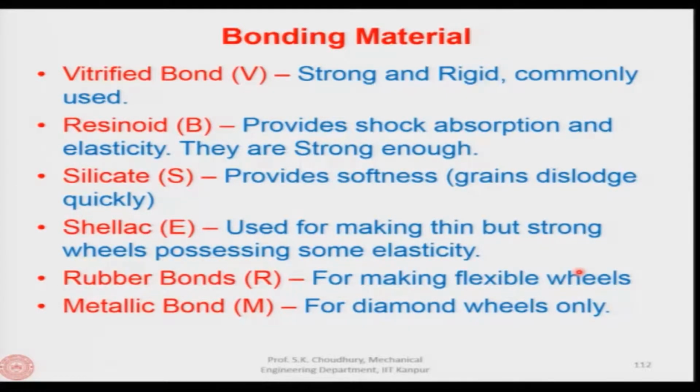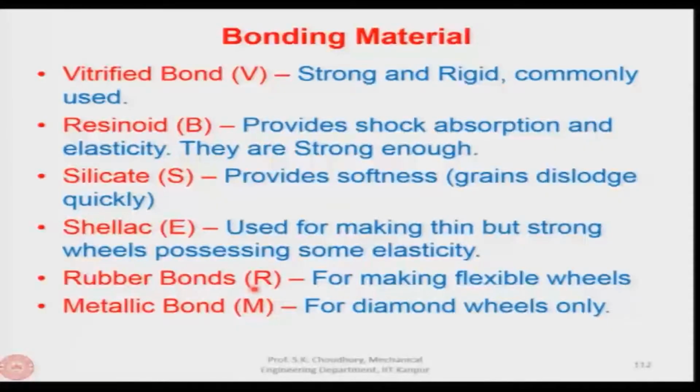flexible wheels. For example, if the wheel is used for parting of a very thick or high diameter workpiece, it has to penetrate the workpiece and it should have some flexibility because it vibrates, and if it is very rigid and strong, it will break. Therefore, this flexibility is given by the rubber bonds and some sort of elasticity is given by the resinoid also. Metallic bonds are exclusively used for the diamond wheels.